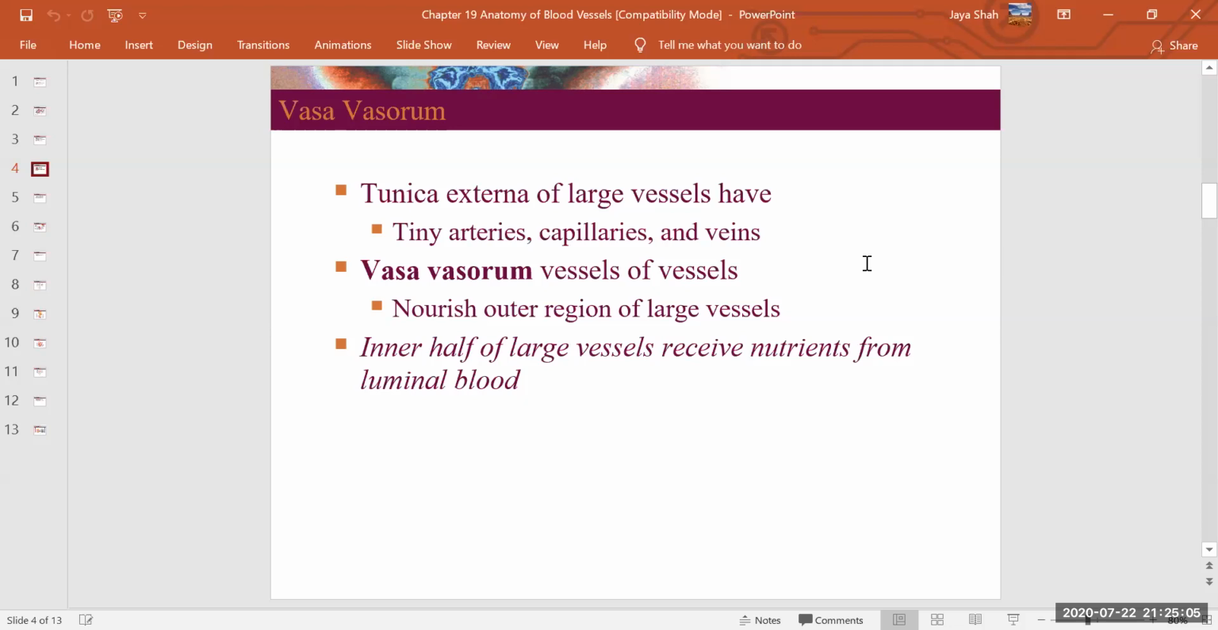Okay, so those blood vessels' walls are so thick, their muscles and their tunica externa do not get nutrition from their own blood in their lumen. So in the wall, they have their own small capillaries. So tunica externa of large blood vessels carry tiny arteries, capillaries, and veins. And those blood vessels are called vasa vasorum. So vasa vasorum are vessels of the large vessels. They nourish the outer region of the large vessel. The inner half of the large vessel receives nutrients from luminal blood, but the outer half receives from vasa vasorum.